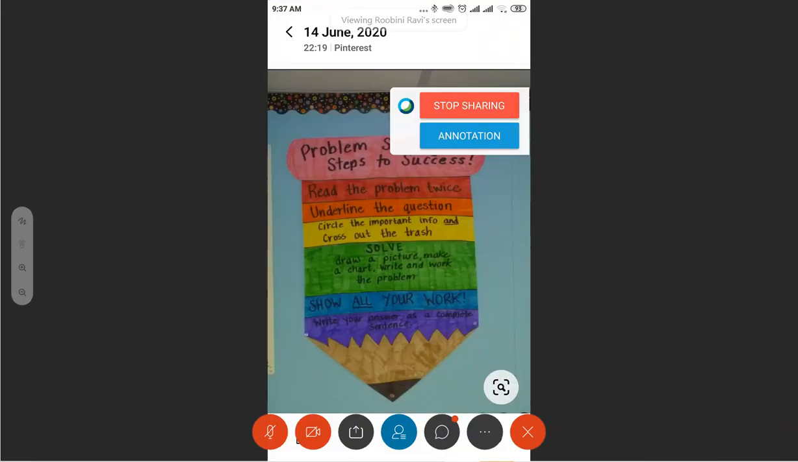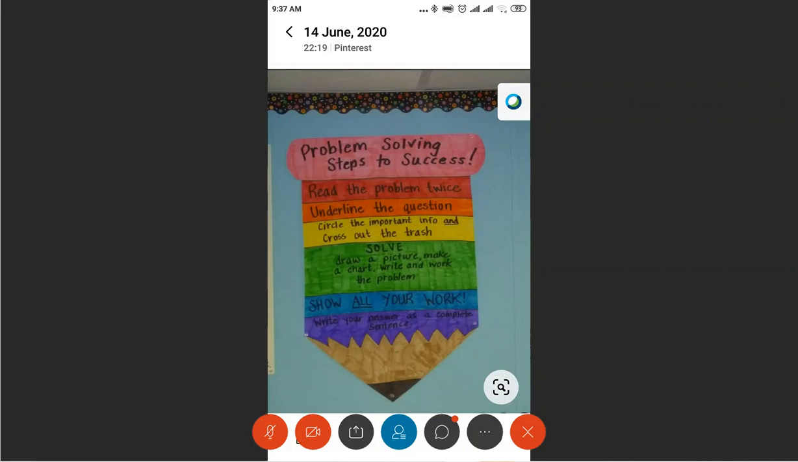Now we are going to look at statement sums, word problems. It's really a very easy one. You can score very well in the exams. Okay. Now, steps to follow for the statement sum.